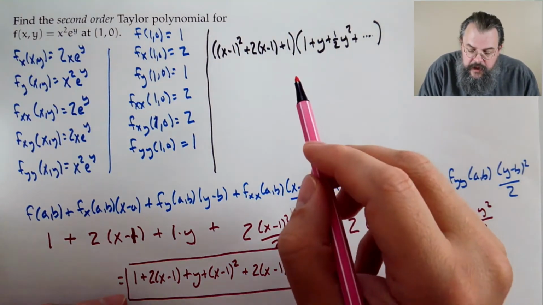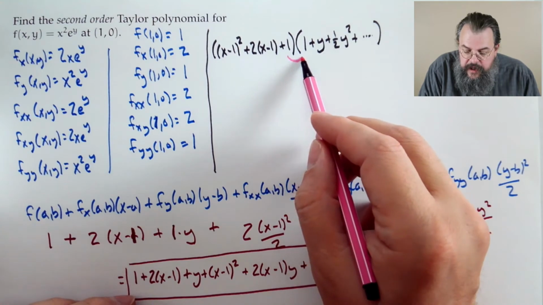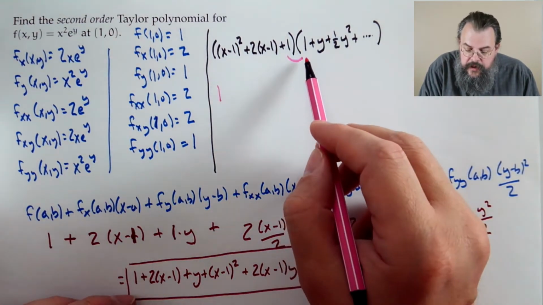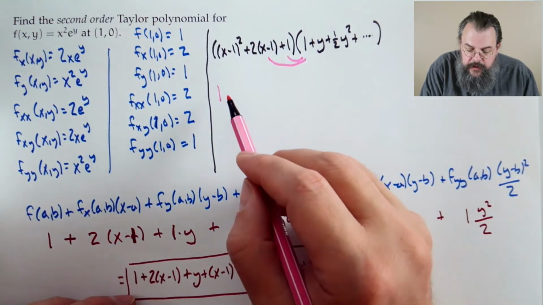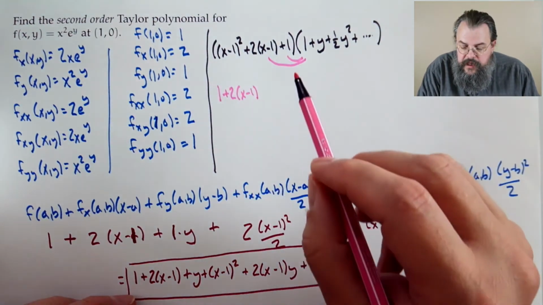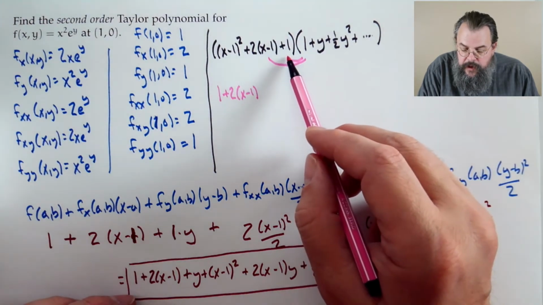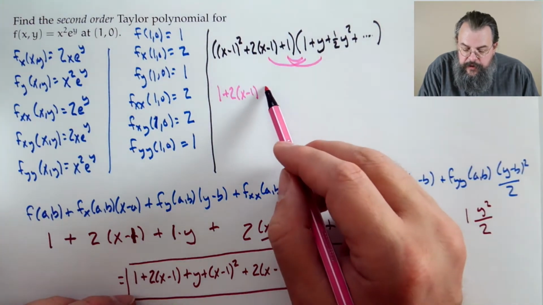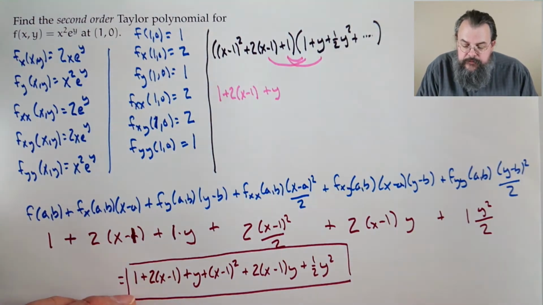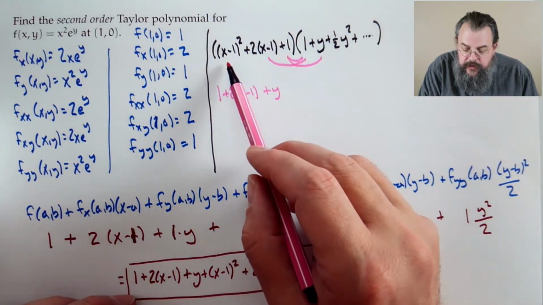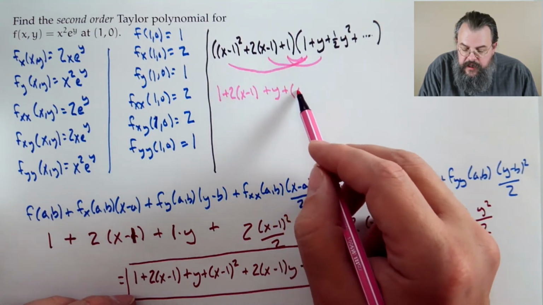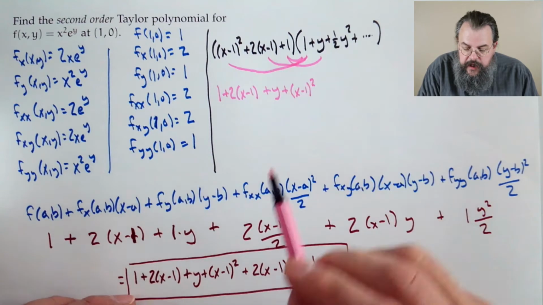Well, for instance, the 1 times the 1, that would be 1. We could do this 1 times 2 times x minus 1. That would be 2 times x minus 1. Or we could do this 1 here with the y. That would be plus y. All right. What else could we do? Well, we could do this x minus 1 squared times that 1. So that would be x minus 1 squared.